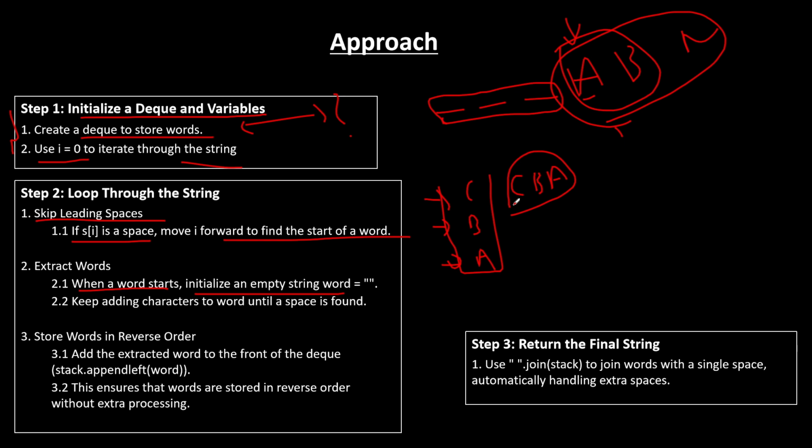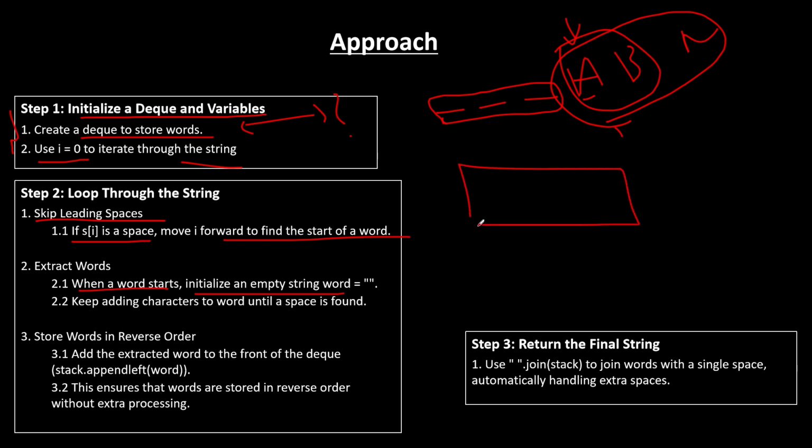Now, since we don't have a stack out of the box in Python, what are we going to do? We're going to use a DQ here to resolve our issue, right? So how are we going to use DQ here? We're going to put every word in through the front side. Let us consider A as a word. We add it here, right? Now we got another word, B here, right?